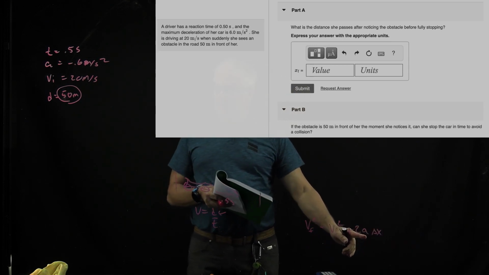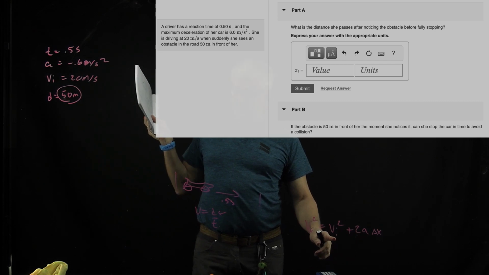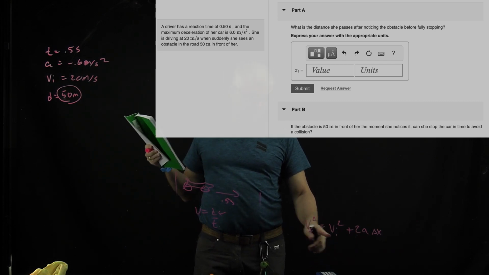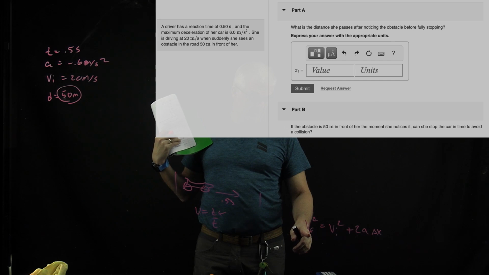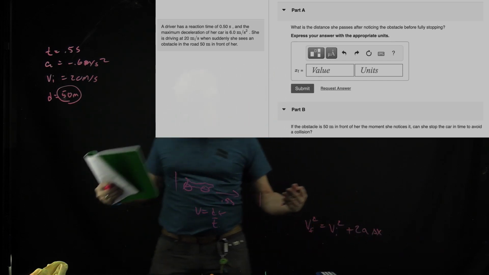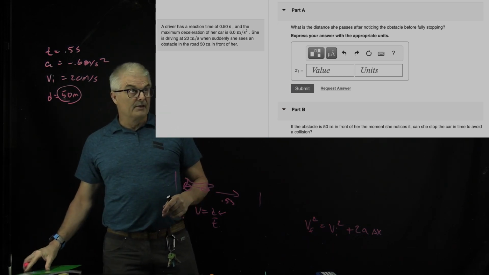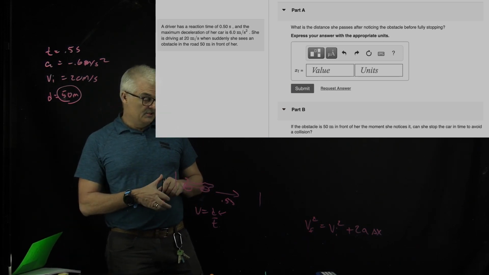And so you know what the a is, negative 6. You know V initial, that was, I think, 20 meters per second, something like that. V final is 0 because she's trying to come to a stop. And you can solve for the delta x. And if that's greater than 35, I'm making that number up, that's not really right, whatever that is, then you can determine if indeed she can stop the car in time.